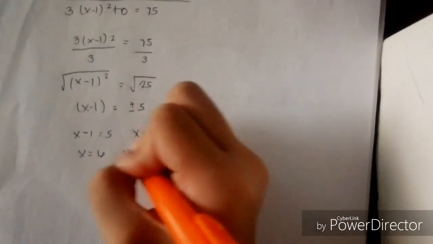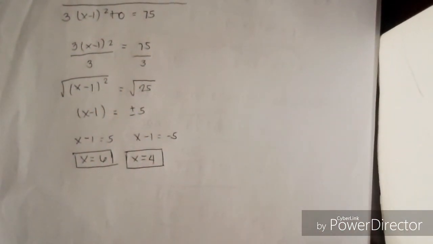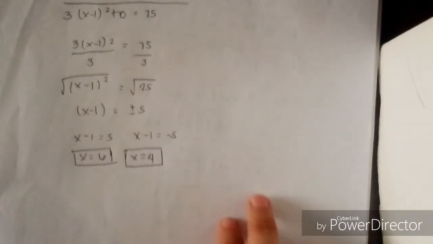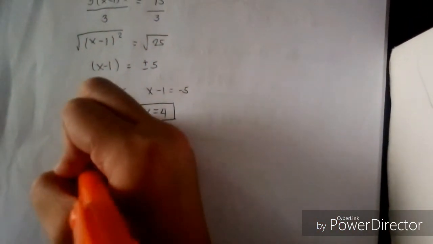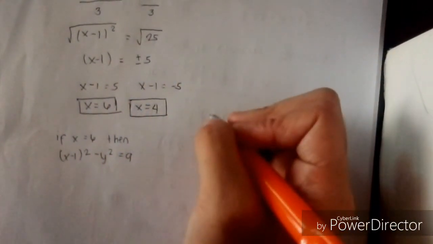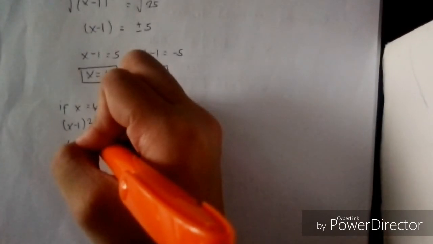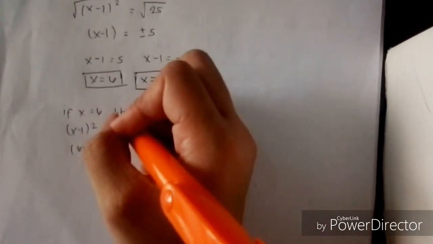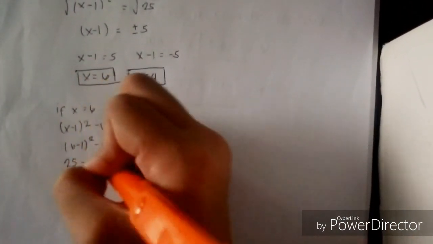After getting x, we will now substitute the x into our second given equation. If x equals 6, then (x minus 1) to the second power minus y squared equals 9 will be (6 minus 1) to the second power minus y squared equals 9. The answer will be 25 minus y squared equals 9.